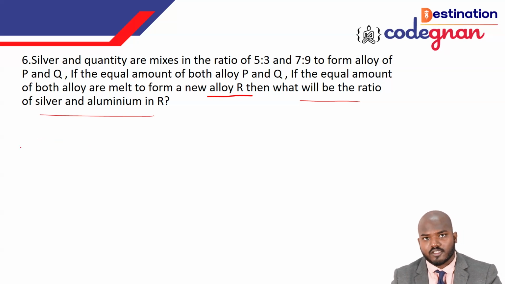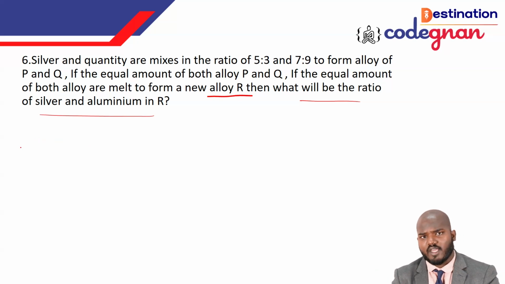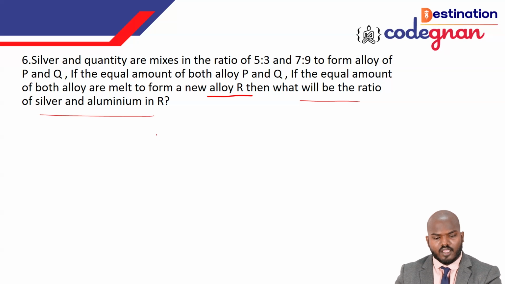If you are using the alligation rule here, if they are asking for only one quantity, or mixing the quantities, meaning you have two quantities, P and Q, and if you mix them, you will get R. If they ask that way, we can easily predict the alligation rule and make the diagram. But coming to this question, guys, they're asking for the ratio of silver and aluminium in R.